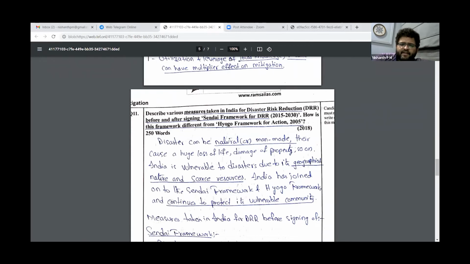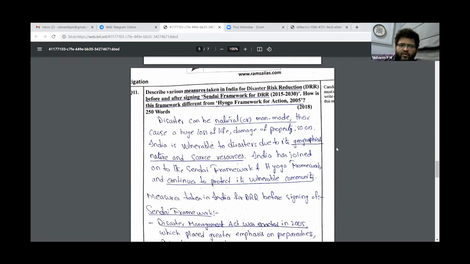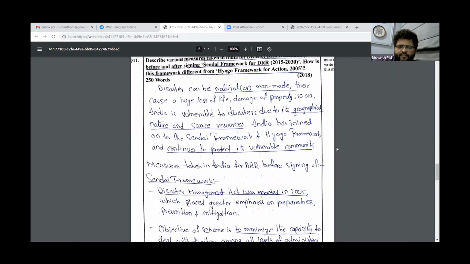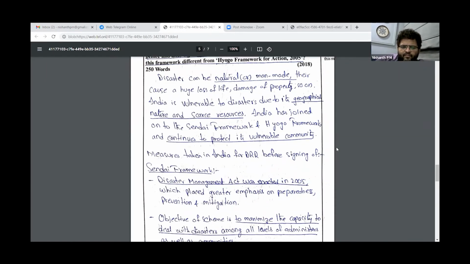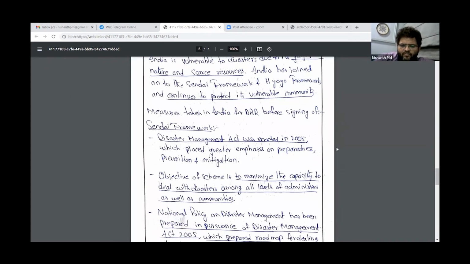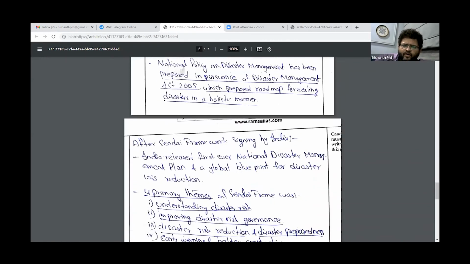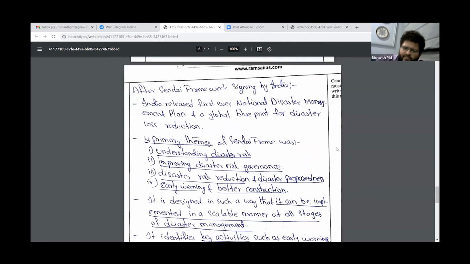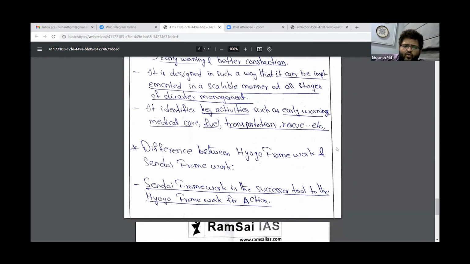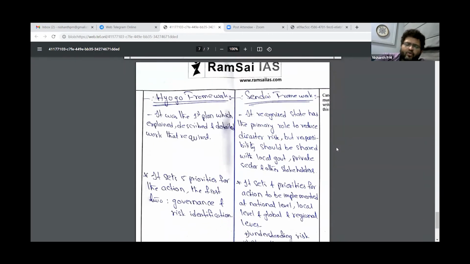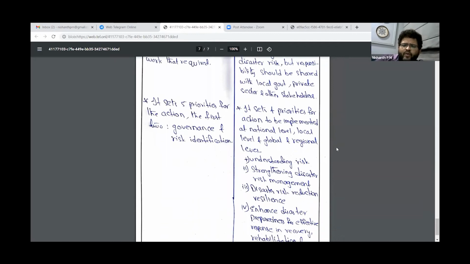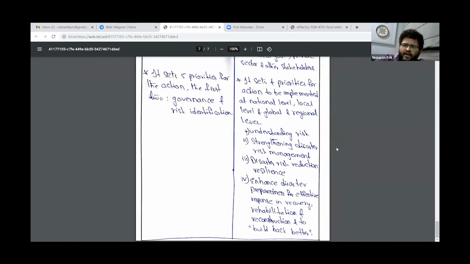Conclusion will be the same as I discussed, Arvind, just now. You can write a futuristic orientation. Okay, good points before disaster. After, yes, now focus on PMRR. Good differentiation between the Hyogo framework and Sendai. Okay, you wrote in the tabular column format. Yes, it is more proactive and it is at the local, global, and regional levels.